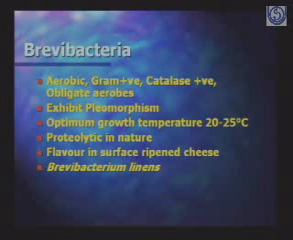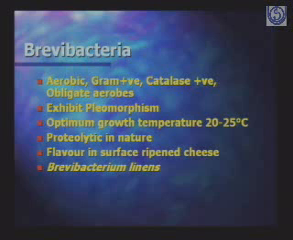The next under lactic acid bacteria and related genera is Brevibacteria. A characteristic feature is that it exhibits pleomorphism. Pleomorphism means it exists in more than one form. For example, the young culture can be cocci in shape, whereas as the culture turns old, the cocci are converted into rods. The optimum growth temperature is from 20 to 25 degrees C. It is proteolytic in nature, hence it is used in flavor production in case of some cheese. And the common species which you have is Brevibacterium linens.